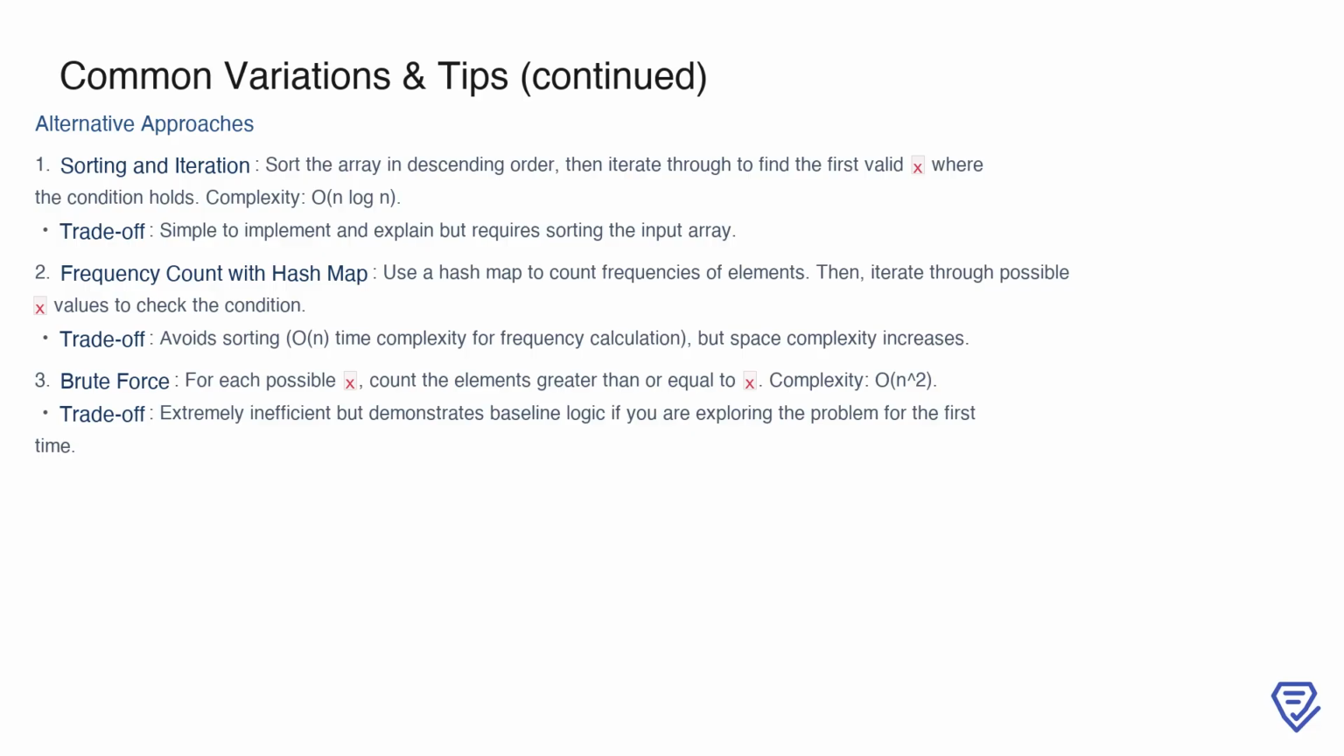Another approach involves using a hash map to count the frequency of elements. With this data, you can iterate through possible x values and check the condition. This method avoids sorting, achieving O(n) time complexity for frequency calculation, but at the cost of increased space complexity. Finally, there's the brute force method, where you calculate the count of elements greater than or equal to x for each possible x. While this approach is simple and helps in understanding the problem, it's highly inefficient with a time complexity of O(n squared). Each of these methods has its place, depending on the constraints and requirements of the problem, and understanding these trade-offs is key to choosing the right one.